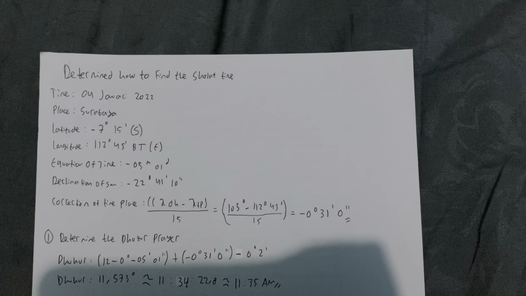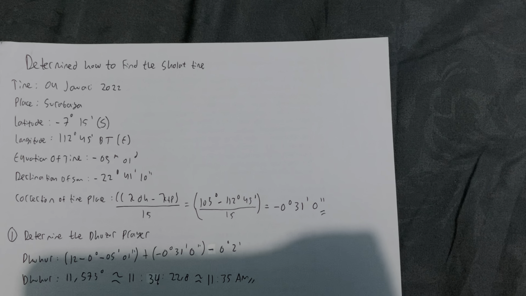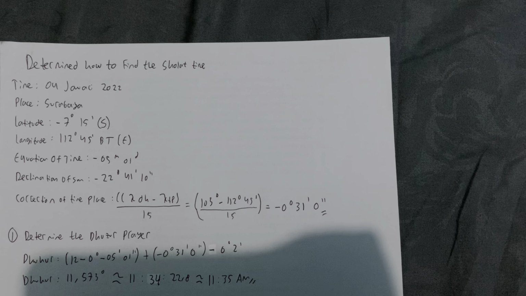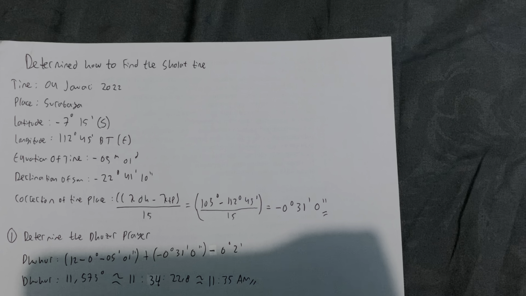For the calculation, the first one is to find the correction for the time place. The equation is lambda dh minus lambda dp, divided by 15. So we can conclude that lambda dh is 105 degrees based on the Indonesia time zone, minus 112 degrees 45 minutes, divided by 15. So the result is minus 0 degrees 31 minutes and 0 seconds.